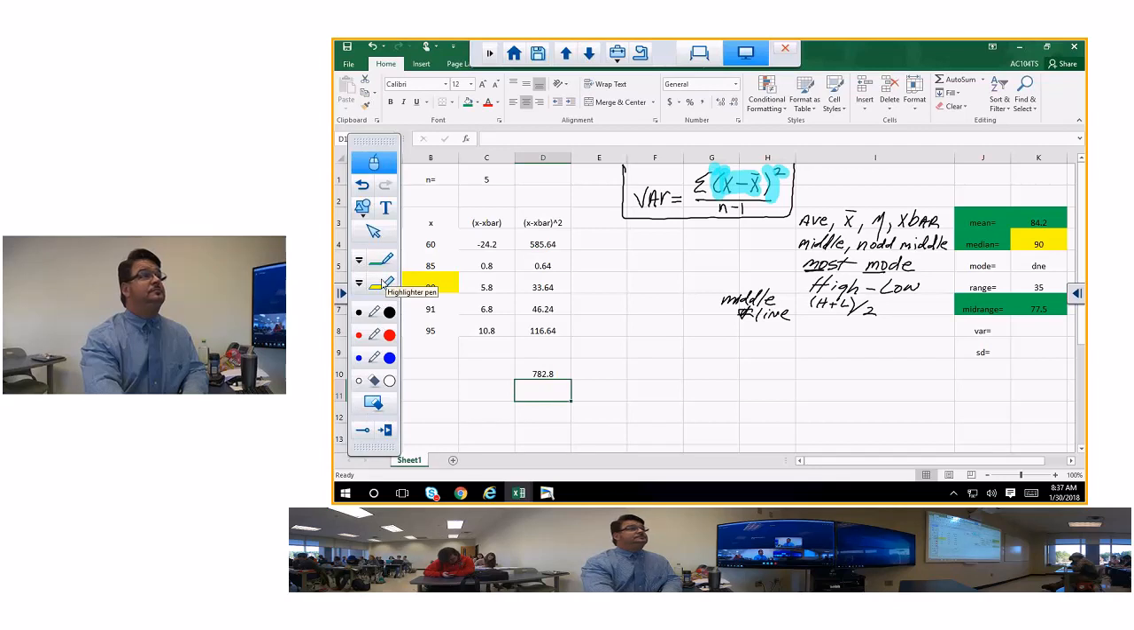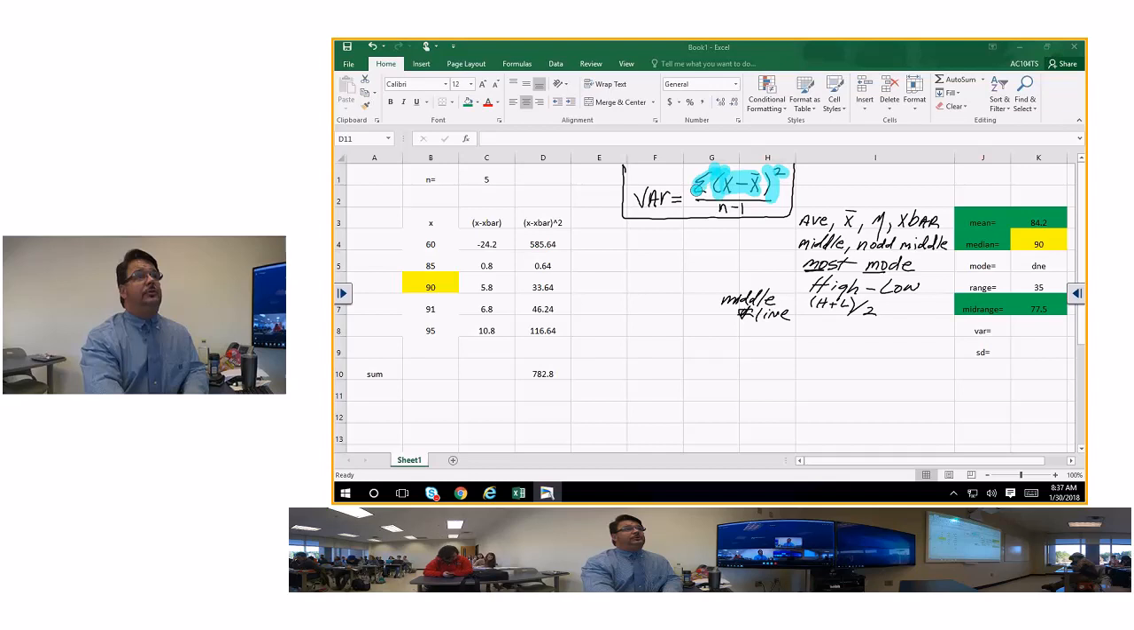Did you mean to leave 60 in there? Yeah, it doesn't matter what it is, because in just a second I'm going to show you the benefits of having an Excel spreadsheet. You just punch the numbers in and you're done.